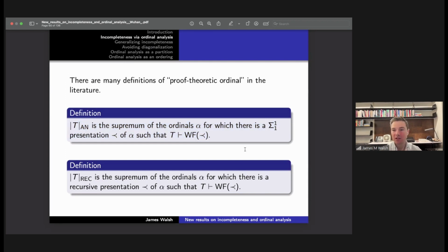Then we need some other notion. So instead of T sub rec, we could use primitive recursive instead of recursive. We could use elementary recursive. We could use sigma 0,1 definable. We could use sigma 0,n definable for any particular n. There's a lot of choices here, but let's just pick this one and go with it. So we're just going to use T sub an and T sub rec.